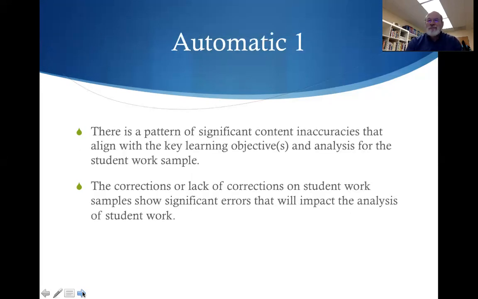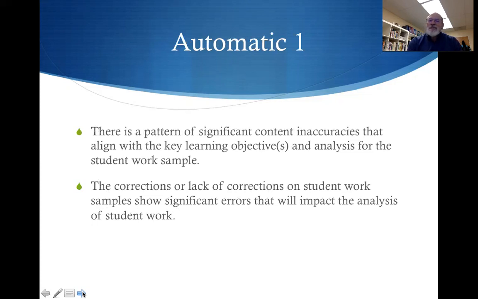Automatic 1. This is what you want to do if you want to score an automatic 1 on your EdTPA. First thing, you do not demonstrate that you know your mathematical content. You've got some significant content inaccuracies. So basically, it demonstrates you don't have an understanding of your mathematics.